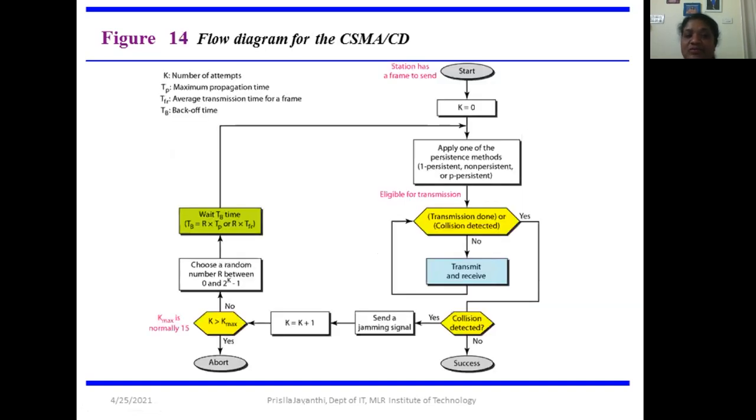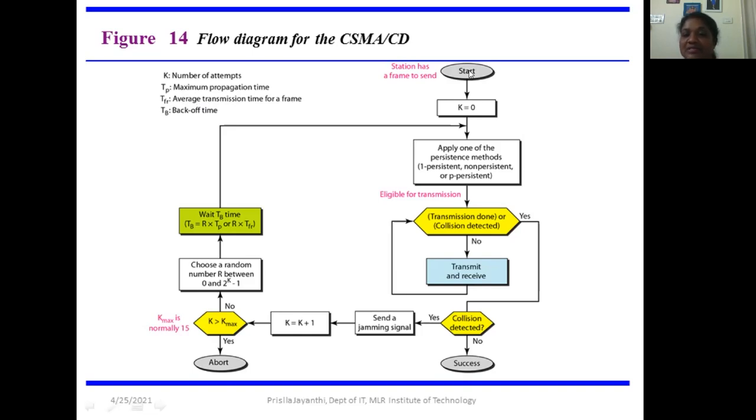Now let's look at the flowchart. We have K, which is the number of attempts, and the maximum propagation time is given as T_tot. R is the random number. T_FR is the average transmission time for any frame. Backoff time is given as T_B.